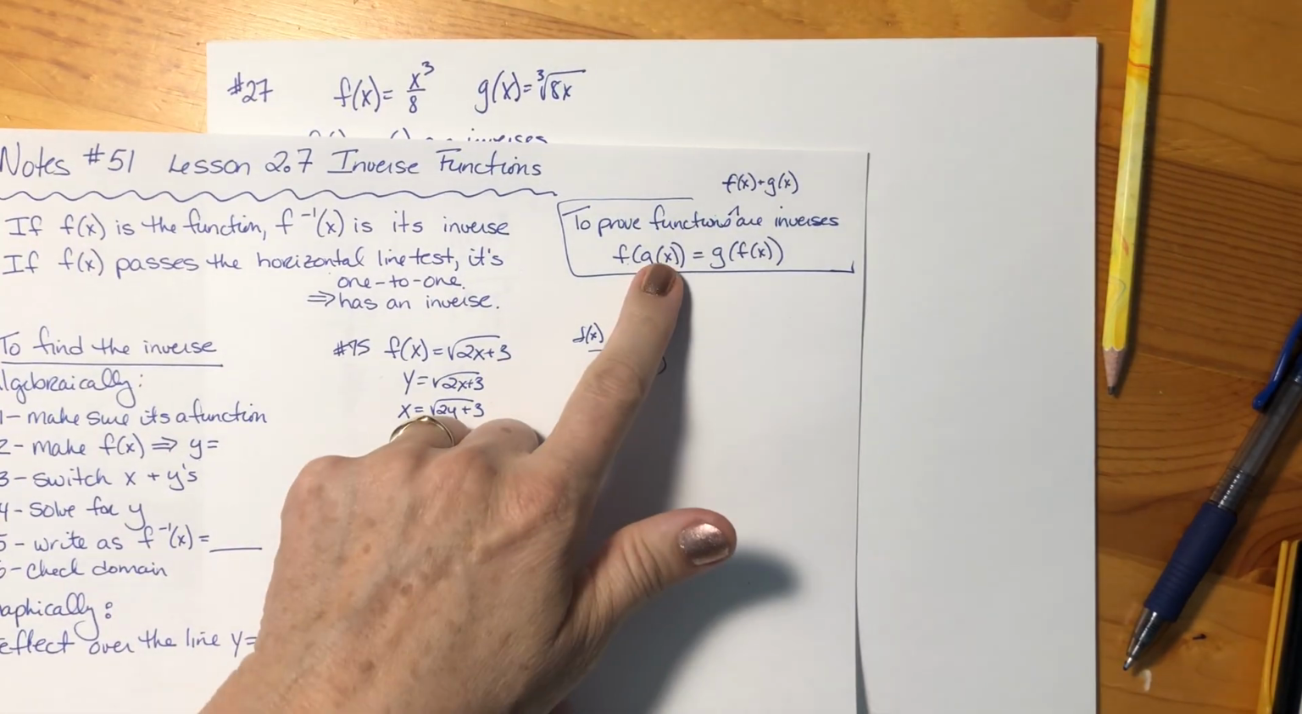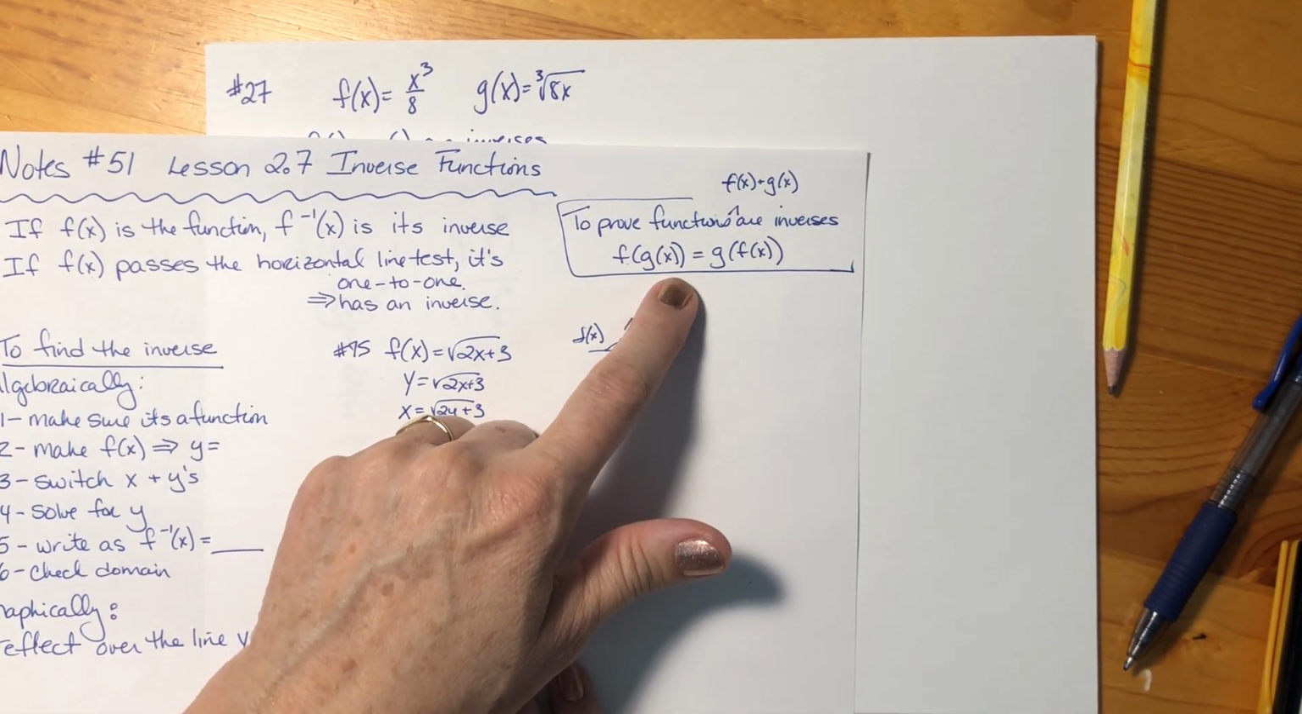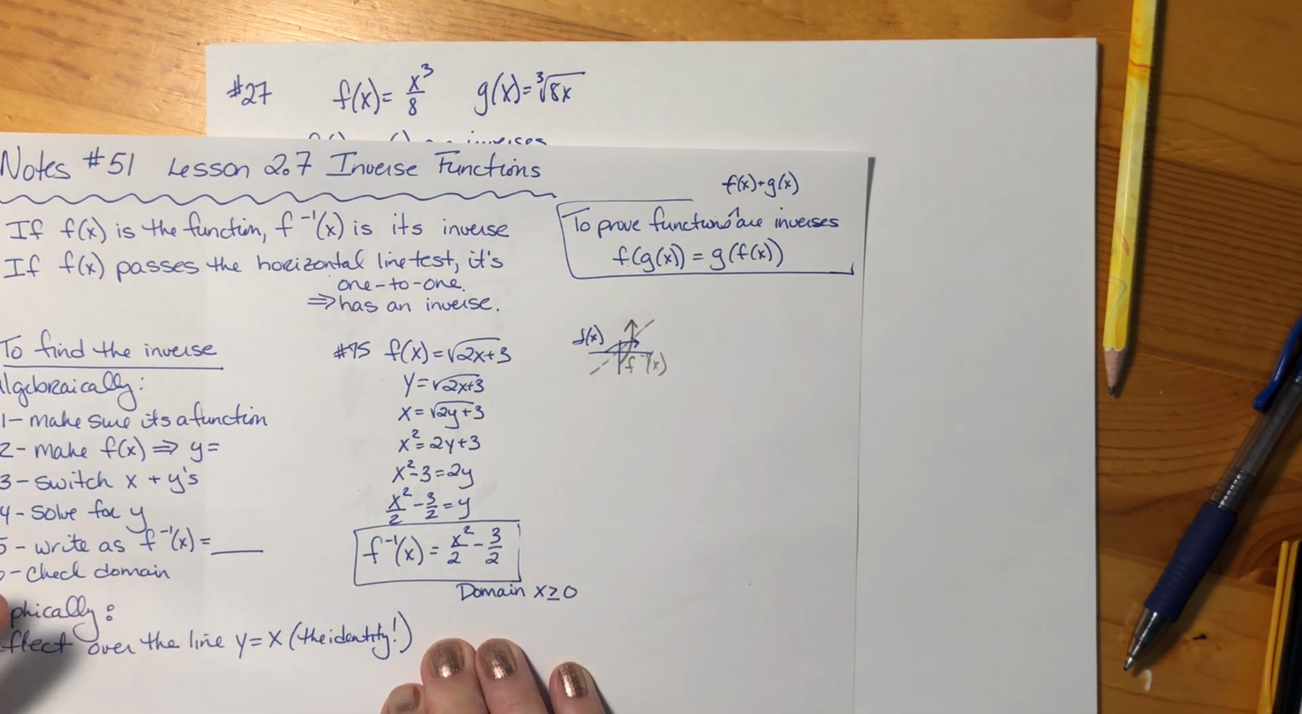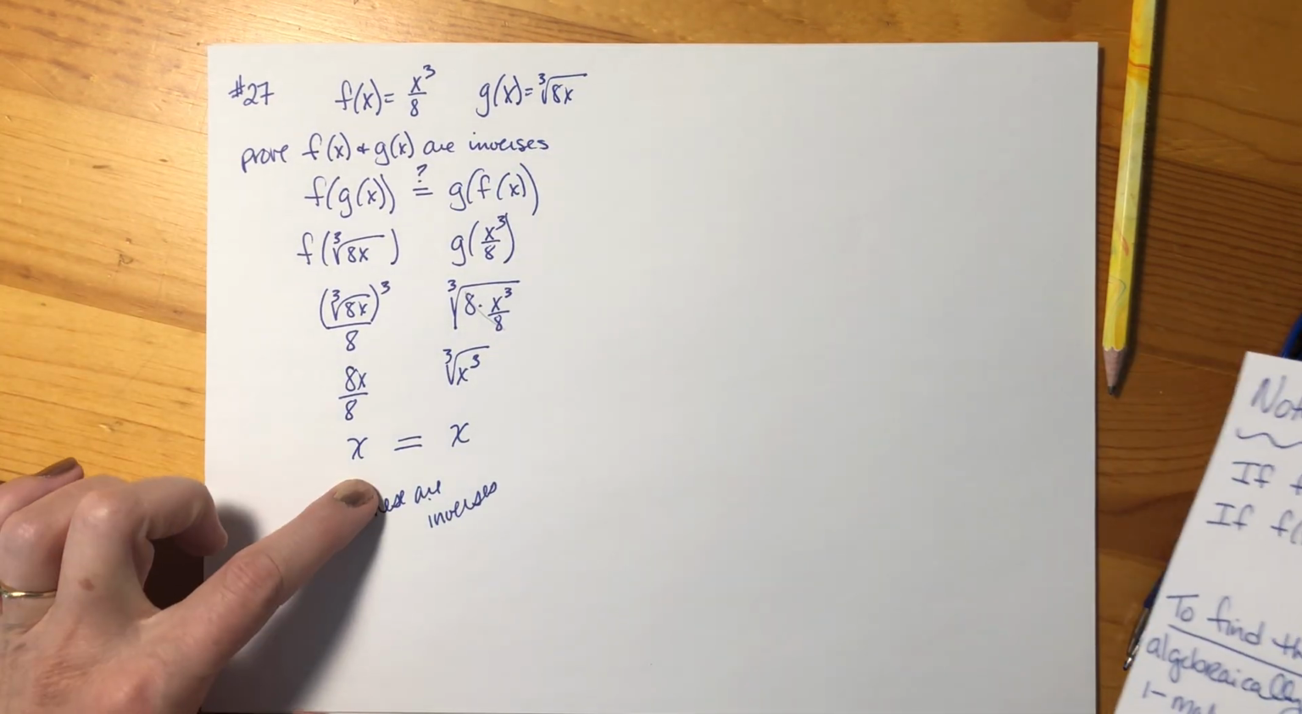The second big thing we learned today is to prove functions are inverses. Make sure that f of g of x is equal to g of f of x, and then you've proven it. All right?